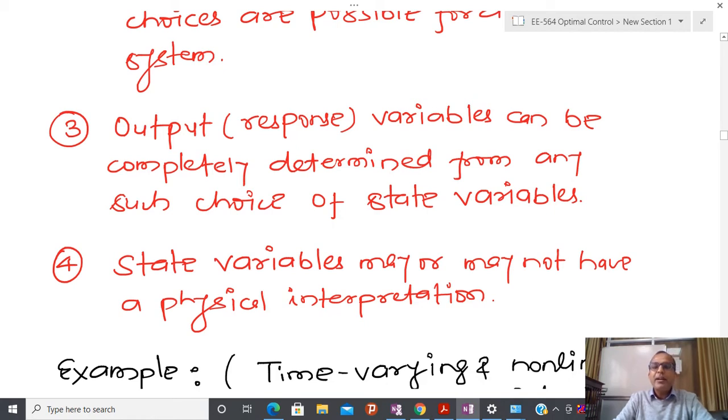A state variable may or may not have a physical interpretation. Most of the time, people select a state variable that has a certain kind of physical interpretation, but it is possible to show that in many cases we don't have any physical interpretation. But please do not worry about that.